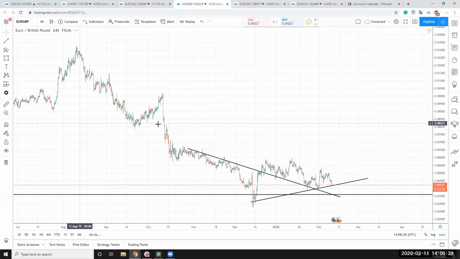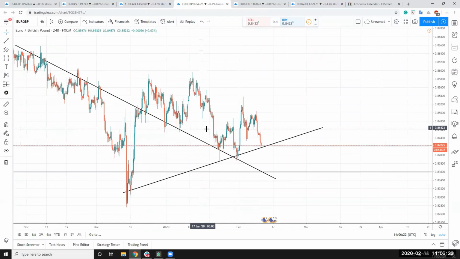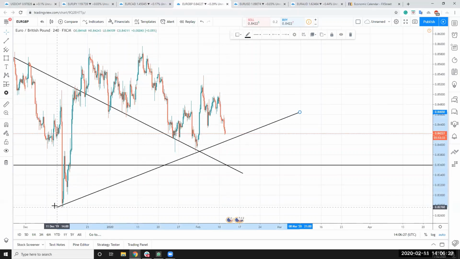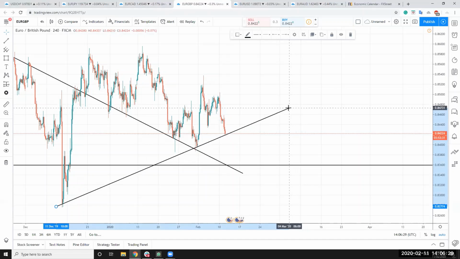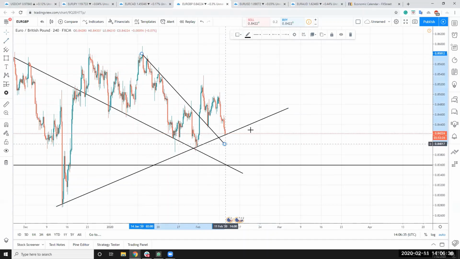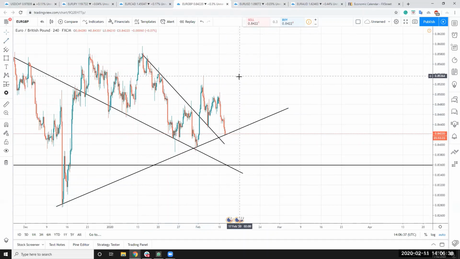So what we could do is wait. Right now we should be going higher, but there's not really that much news. We don't really have any more news this week for pound that's going to really move the pound.